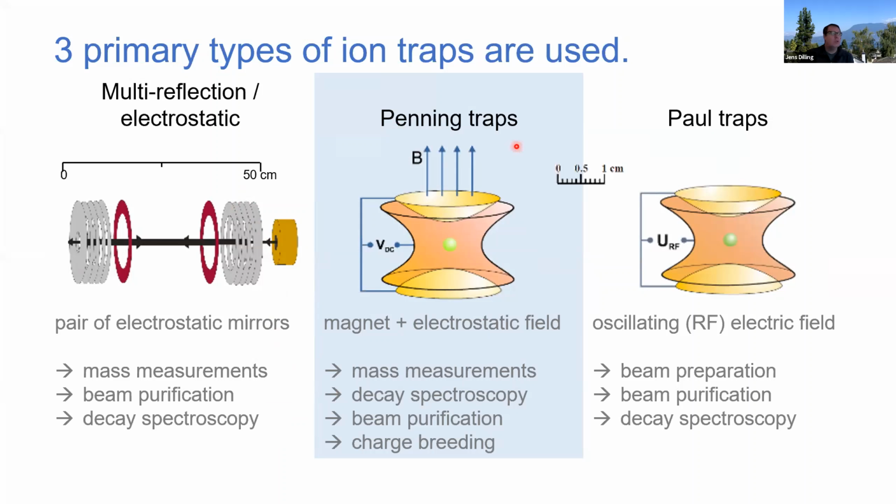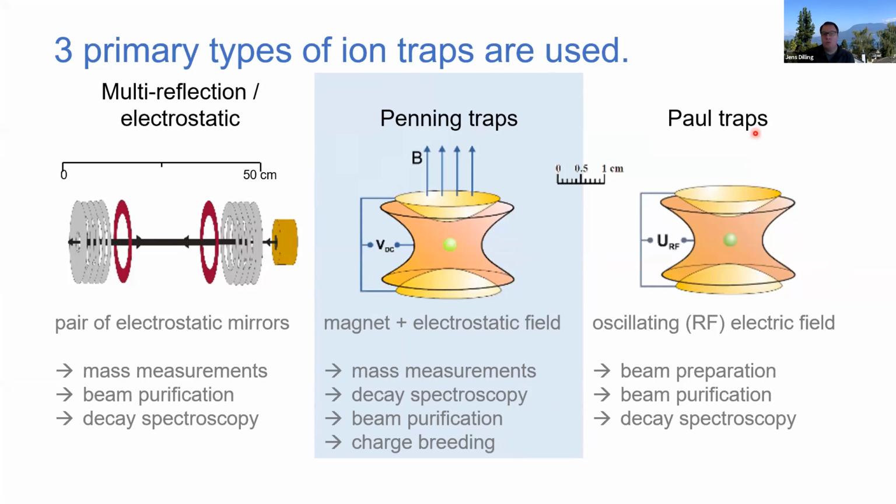Our main tool is a penning trap. The scale here is a lot smaller. You see 1 centimeter is covering a large fraction of that device typically. It uses magnetic and electrostatic fields. And the applications are for mass measurements, for decay spectroscopy, also for beam purification, and for charge breeding. That's a special case, and I will come to that in a second.